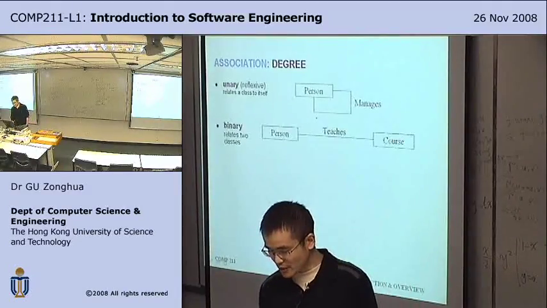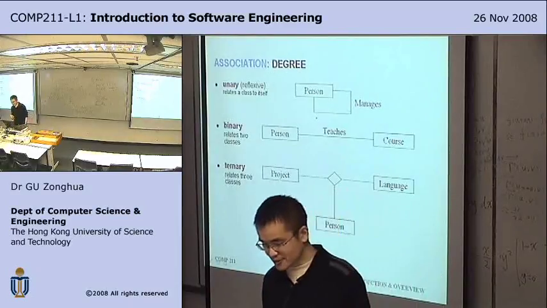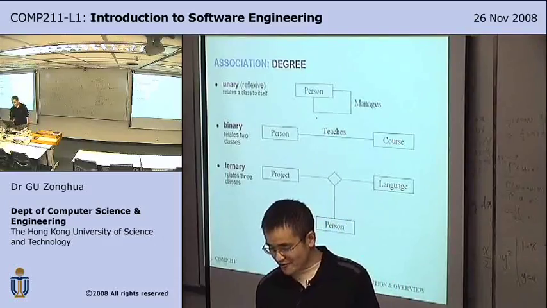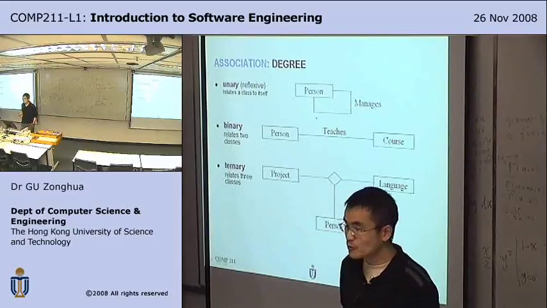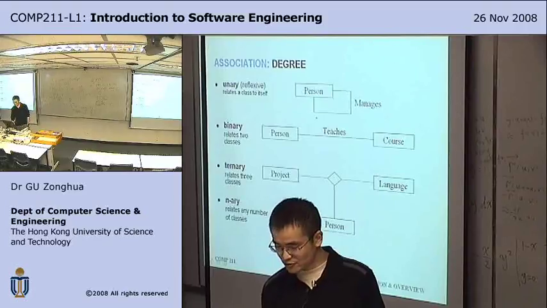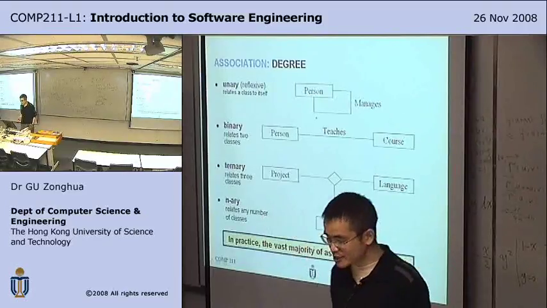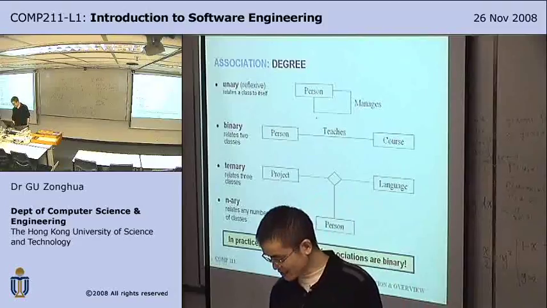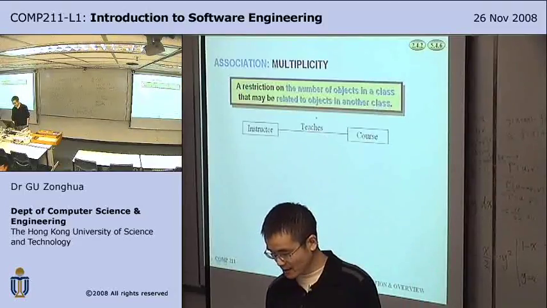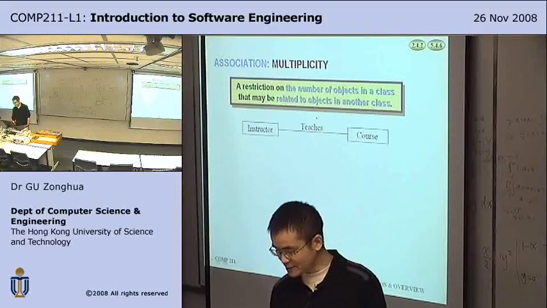You can have unary, binary, and ternary associations. Ternary associations are rare. Often they can be represented as two binary associations. N-ary are even more rare. The vast majority are binary associations. Multiplicity restricts the number of objects in a class.